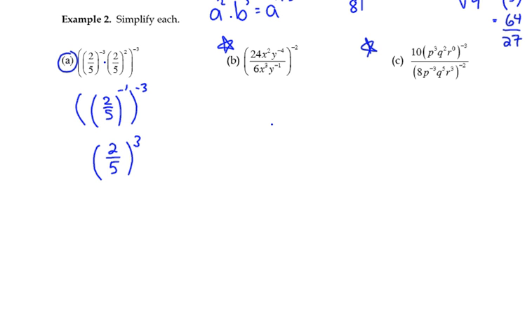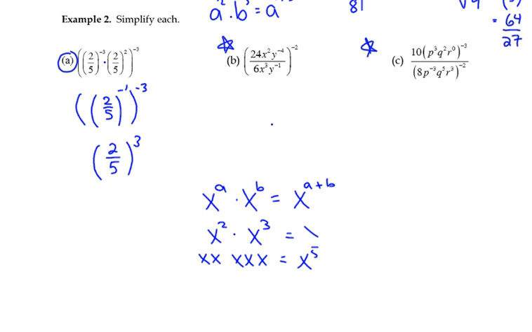So we keep the same base and just add the exponents. When we have x to the a times x to the b, you have x to the a plus b. So you combine them, you keep the same base and just add the powers. The reason why: if I have x squared times x cubed, well x squared is x times x, and then x cubed is x times x times x, which is 5 x's, x to the 5. Okay? So we just keep the same base.